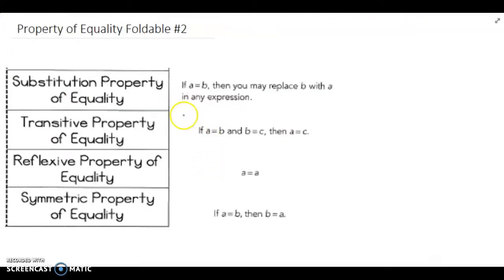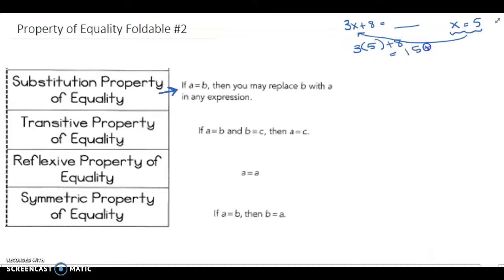All right, so the four other ones, the first one is the substitution property of equality. And if you open the flap, this is what you'll get. We use this a lot when we solve for x. So if I say 3x plus 8 equals, I don't know, some number, and then I go and I solve it and I say, well, x equals 5. Okay, what we would do here is now we would plug 5 in for every x, so it'd be 3 times 5 plus 8, which is 15, plus 8, which is 23. This would be the substitution property of equality.